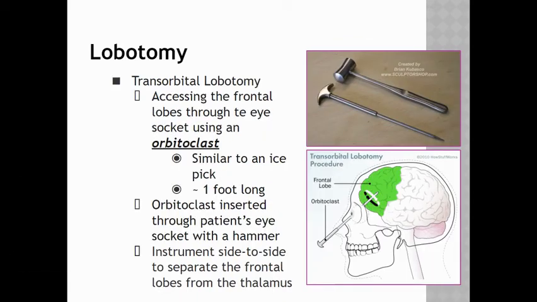A different type of procedure was the transorbital lobotomy, and this allowed access to the brain without having to saw a hole into the skull. And they accessed the brain through the eye socket. And they did this with an orbitoclast, which is very similar to an ice pick. It was inserted through the patient's eye. And then once it was inserted, it was moved side to side to separate the frontal lobe from the thalamus.